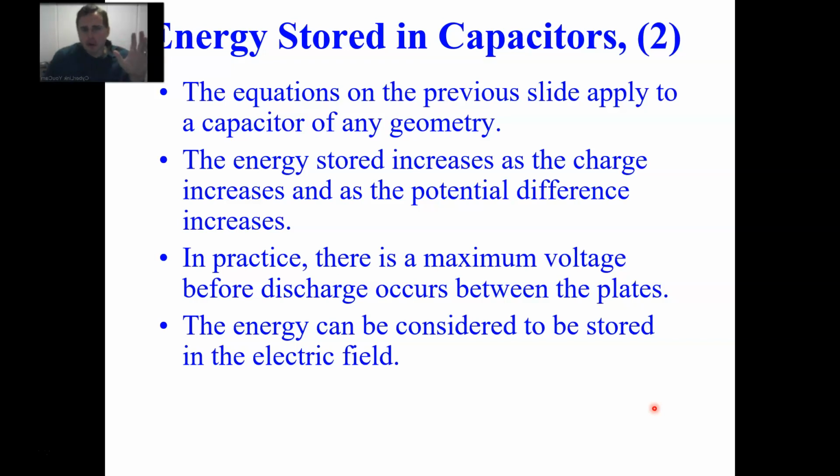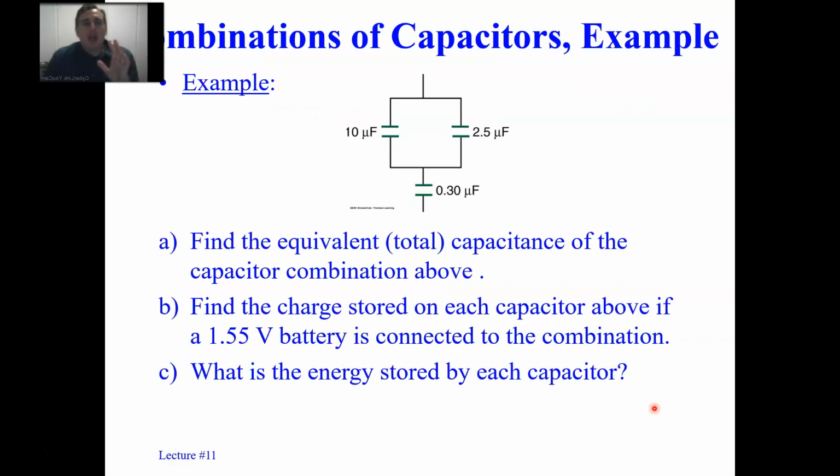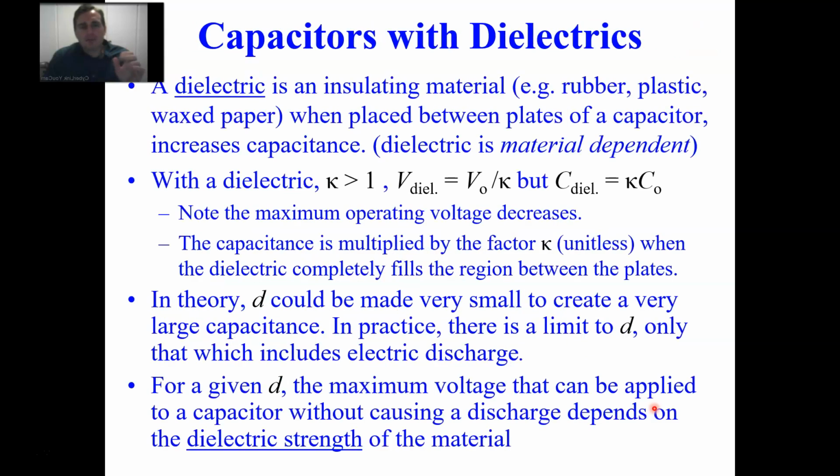The more charge you put on a capacitor, the greater energy it stores, and the greater the potential difference, the greater the voltage, you should also get greater energy stored in the capacitor. But in practice, there is a maximum voltage before a discharge occurs between the plates. The energy can be considered as if it were stored in the electric field. Here's another example problem. I will do this in an upcoming video.